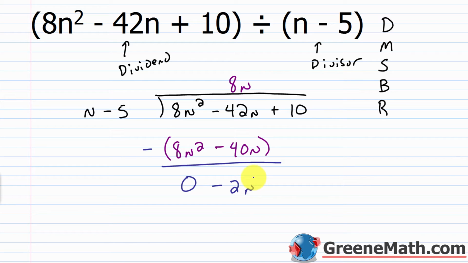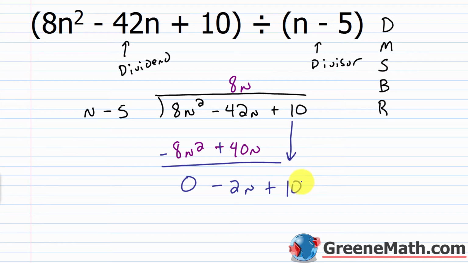Or you can put a minus sign out in front of these parentheses, and then that's a reminder to remove the parentheses and to change the sign of each term. So this would be minus 8n squared. This would be plus 40n. And then I can add: 8n squared minus 8n squared is 0. Negative 42n plus 40n is negative 2n. You're going to get the same answer either way. So it doesn't matter how you want to do it. Then after the subtraction, we bring down.